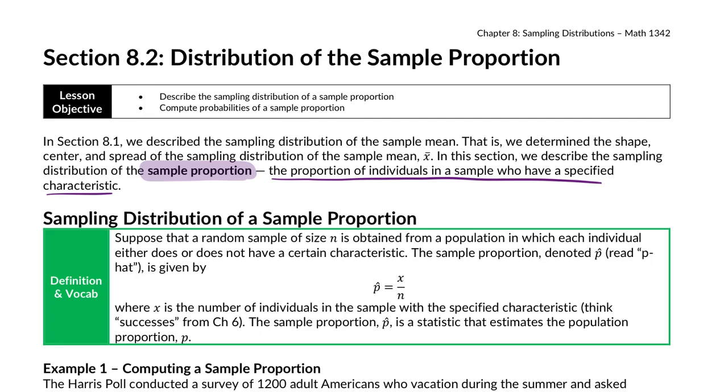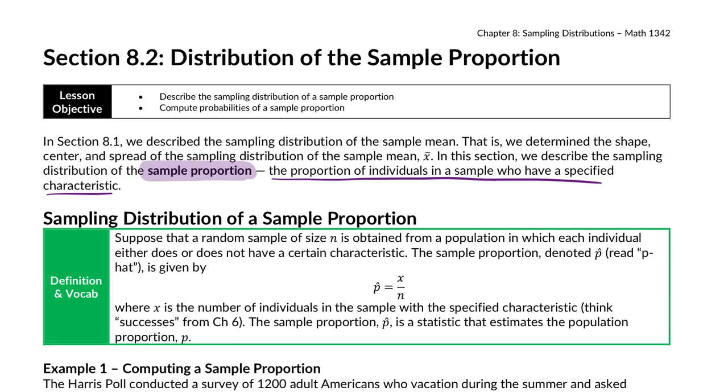The sample proportion, again, is the proportion of individuals in a sample that have a specified characteristic. So if we were talking about people who had brown hair, we could take a survey of people in this class versus a survey of people in Miss Caldera's class or Miss St. Clair's class, and we have a different sample proportion for those different sample sizes.